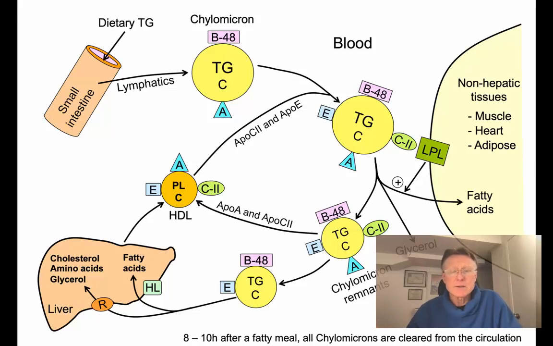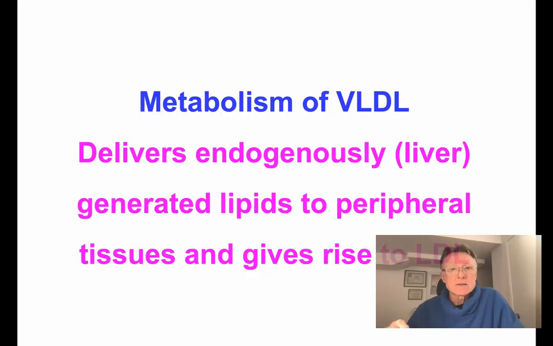Now the second particle that I want to talk about is VLDL. So VLDL is to some extent similar to chylomicrons, but the difference is that they deliver endogenously produced lipids, and they come from the liver instead of coming from the enterocytes in the duodenum. They are generated in the liver, and they send lipids to peripheral tissues.